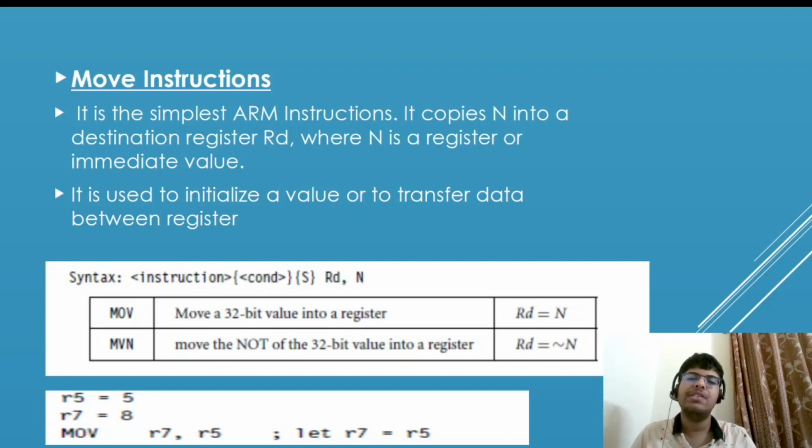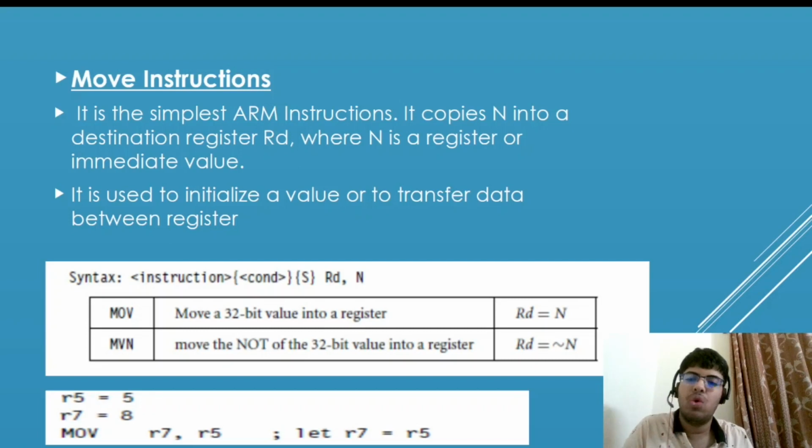and where n is the register or an intermediate value, and it is used to initialize a value or transfer data between registers. Now this is very similar to your initialization function, equal to, where you give the value of, let's say, a 5 number to a variable, like it moves the value to that variable, right? So it's very similar to that.